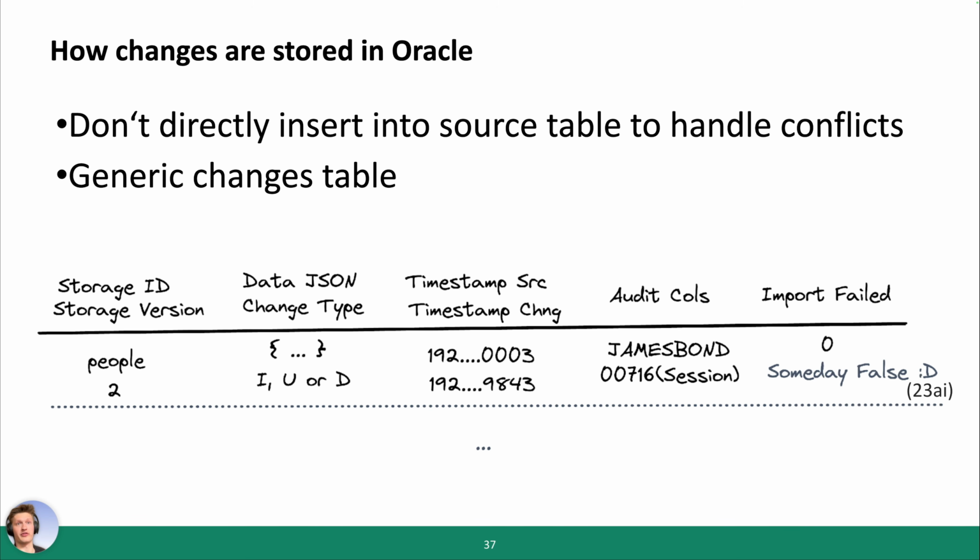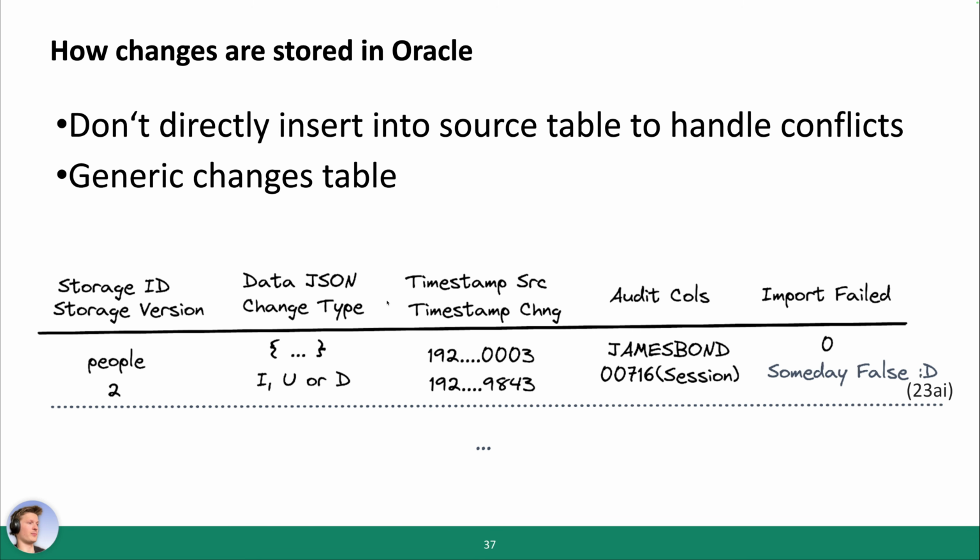Yeah, my way of solving this is actually not directly to write to the source table, but I have a generic changes table, and it does store the storage ID and storage version to know, okay, this is from the ingredients or people table. Then I have the data as JSON, and I think JSON support in Oracle is now pretty good, so that's a nice thing to do.